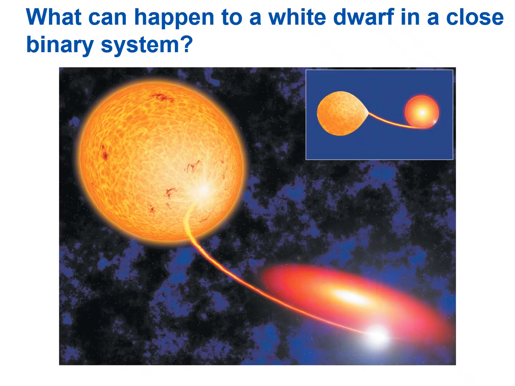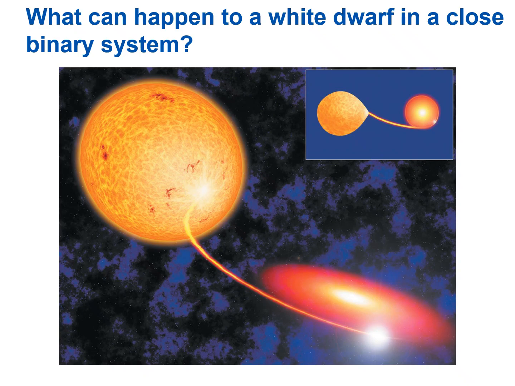Now, something very interesting happens when a white dwarf is close to another star. So imagine a binary star system. And here we have a painting. On the left is maybe a giant star, and on the right is a white dwarf. So they're in their different stages of evolution. And you can see in this painting, there's some mass transfer going on.